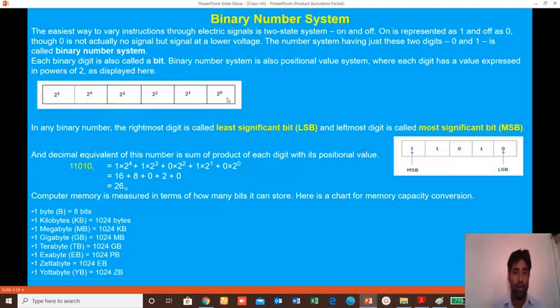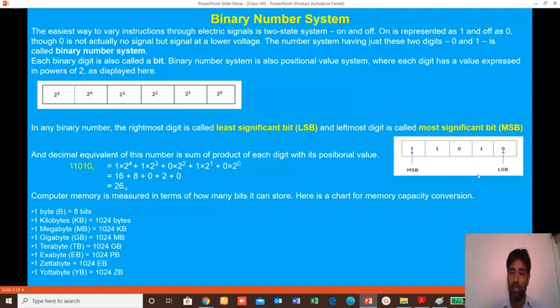A binary number can be represented with base 2 like this: 11010 base 2. This is an example of a binary number. Now, this is the concept of least significant digit and most significant digit.